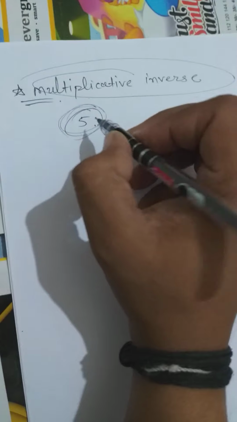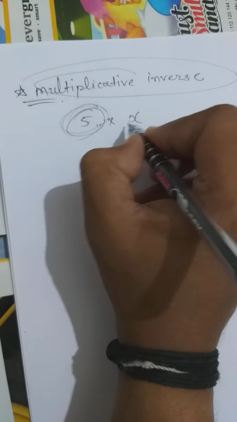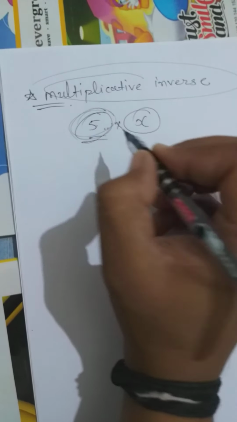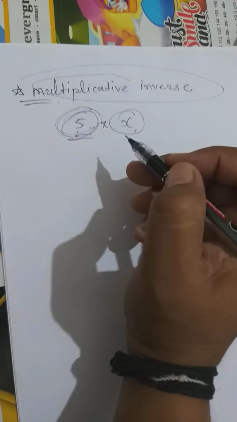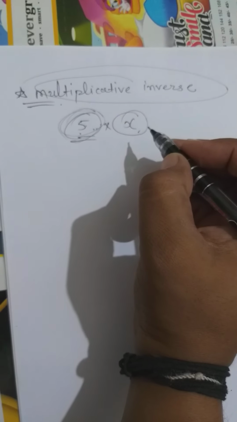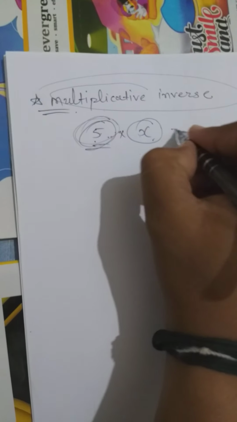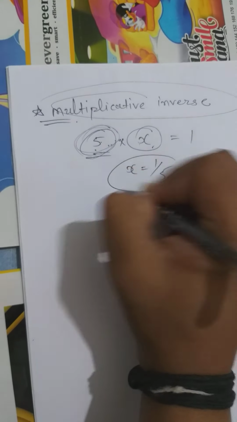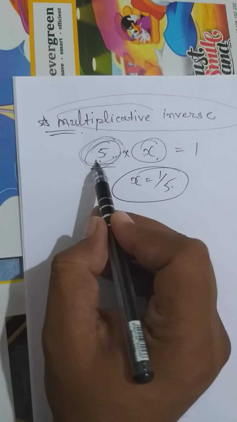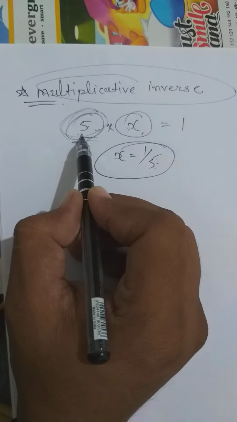For example, 5 into x. Suppose x is the multiplicative inverse of 5, meaning we are assuming x is the multiplicative inverse of 5. तो मल्टीप्लिकेशन का यूनिक नंबर 1 है, जैसे एडिशन का 0 था. So 5 into x is equal to 1. Then x is equal to 1/5. Then 1/5 is the multiplicative inverse of 5.